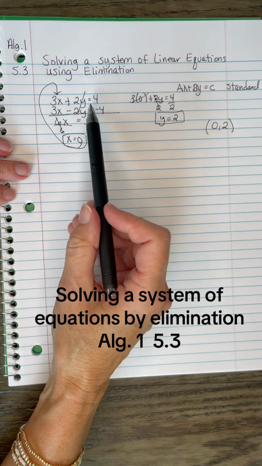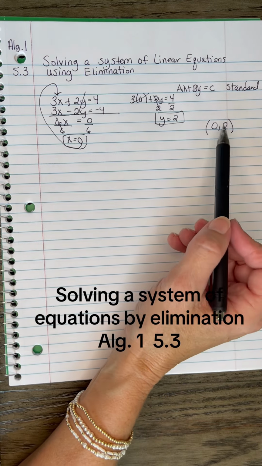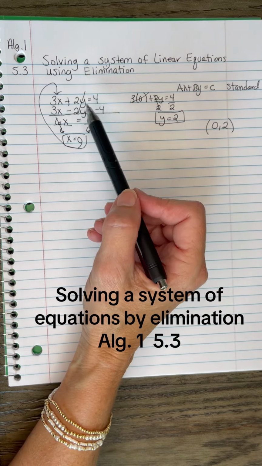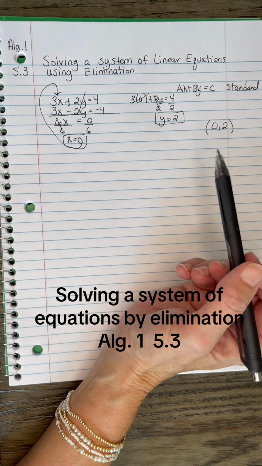These two lines will intersect at 0, 2 if they were to be graphed. You can always plug these back into the equations to make sure that you get the same answers, or that the left side equals the right side.